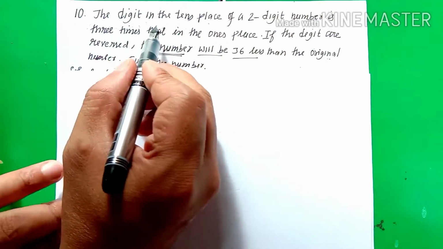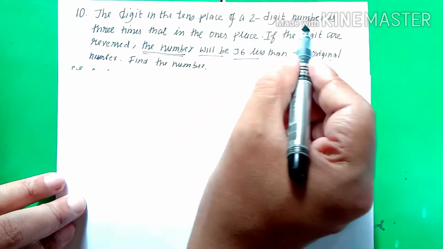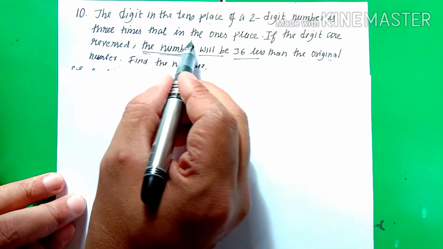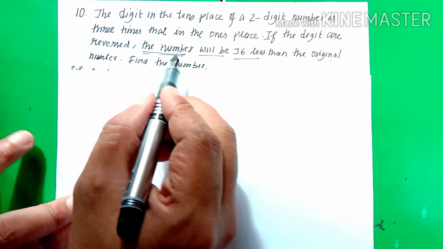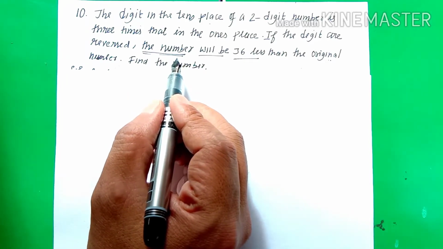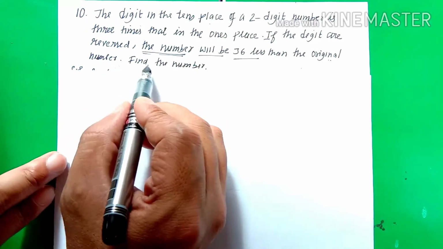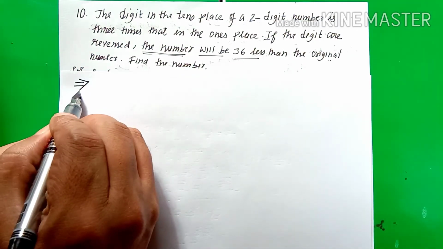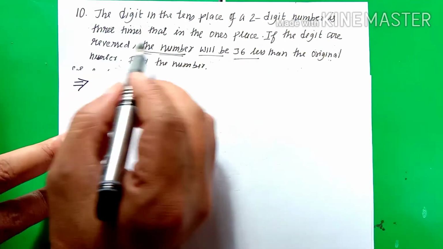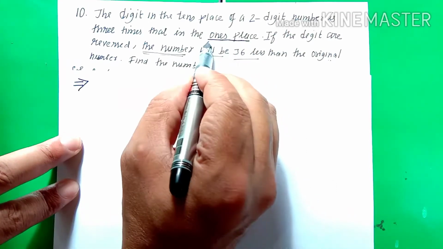The digit in the tens place of a 2-digit number is 3 times that in the ones place. If the digits are reversed, the number will be 36 less than the original number. Find the number. So here you'll have to start with the unknown parameter. So the unknown parameter will be the unit place number.